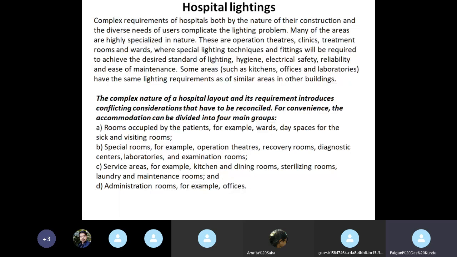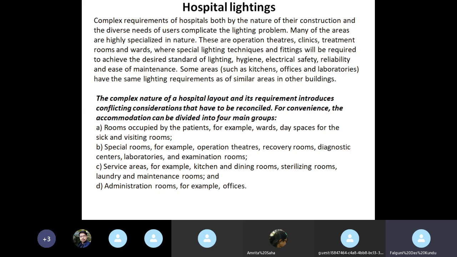Some areas such as kitchens, offices, and laboratories have the same lighting requirements as similar areas in other buildings. Now the complex nature of a hospital layout and its requirements introduces conflicting considerations that have to be reconciled. For convenience, the accommodation can be divided into 4 main parts or groups.